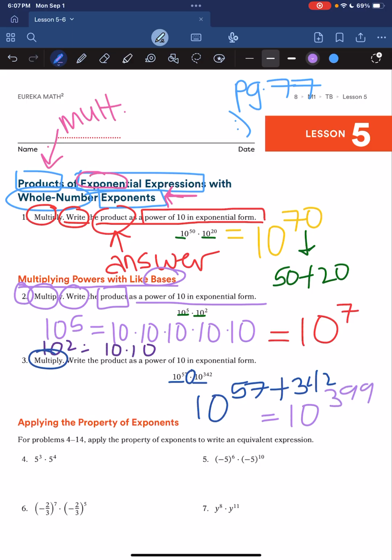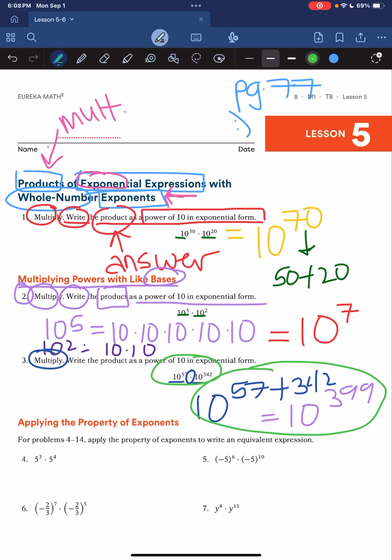Sorry, my pen stopped working. 10 to the 399th. I'm going to circle both of these in green to show that these are actually equivalent expressions. These are representing the same thing. Really, all three of these are representing the same thing. That's very important for us to mention.